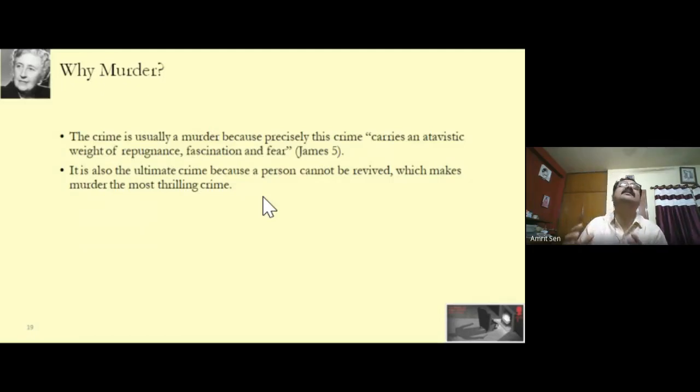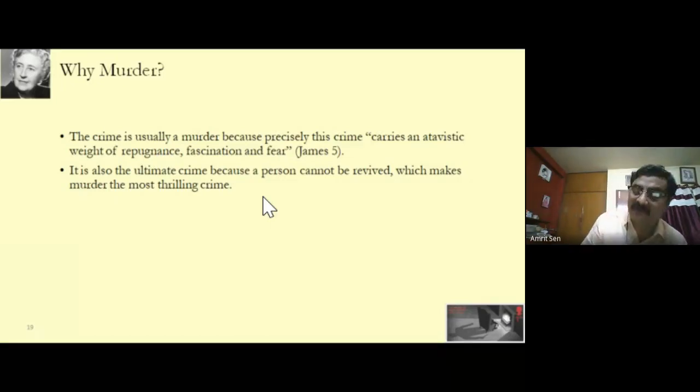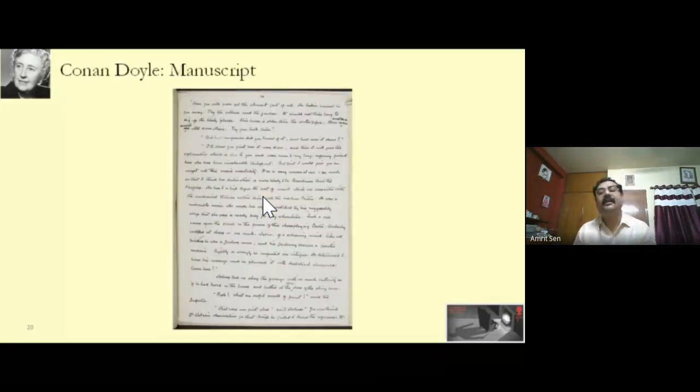This is the ultimate act of desecrating your soul, as it were, because a person cannot be revived. চুরি করলে সে টাকা তুমি ফেরত দিতে পারো, উদ্ধার করতে পারো, কিন্তু খুন করলে তার জীবনটা নিয়ে আসতে পারো না, which makes murder the most thrilling crime. আচ্ছা, এগুলো কয়েকটা ছবি আমি তোমাদের জন্য জোগাড় করেছিলাম. This is the handwriting of the master, as it were, Arthur Conan Doyle.